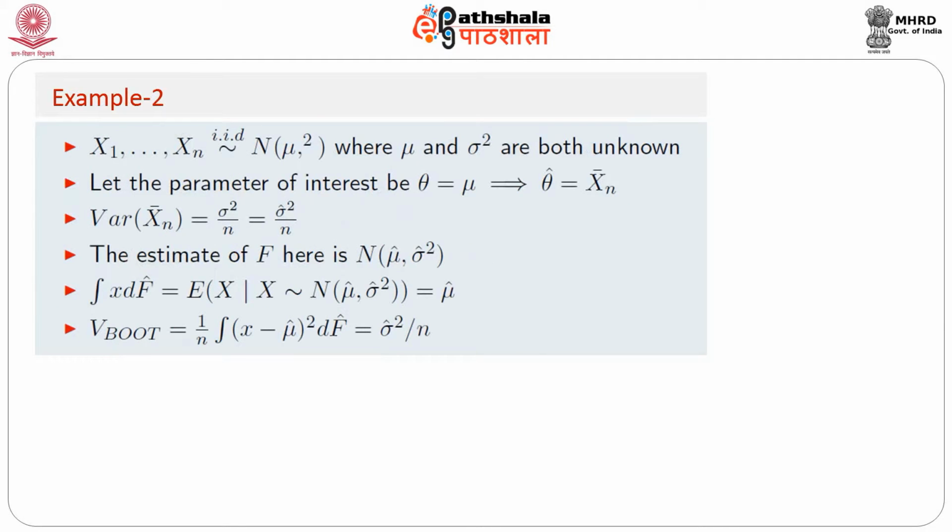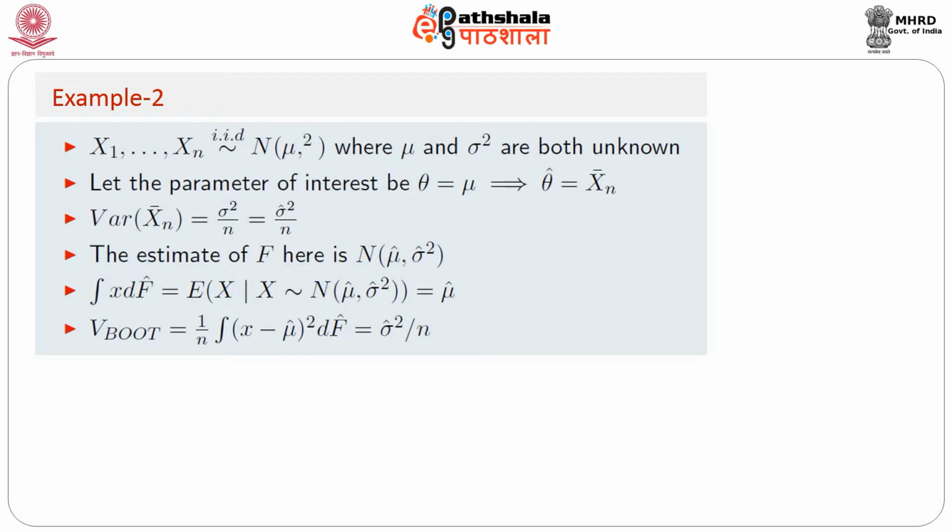Now, consider another case where x1, x2, ..., xn follow IID normal(mu, sigma square), with mu and sigma square both unknown, and suppose we are interested in mu. Then obviously theta hat is the mean based on those x samples, which we write as x bar n. The variance of x bar n is sigma square by n, and the estimate of which comes out to be sigma hat square by n, and that is the traditional one.